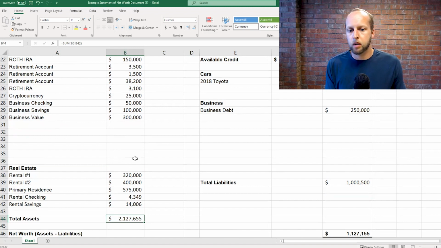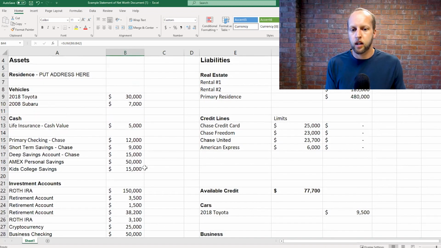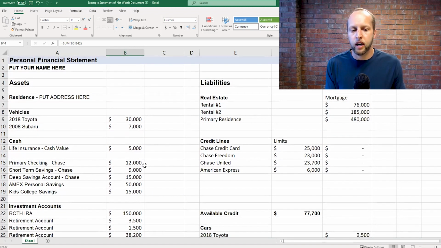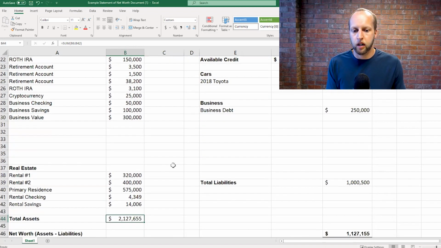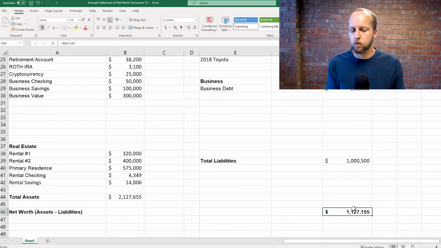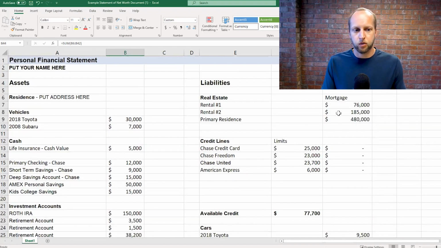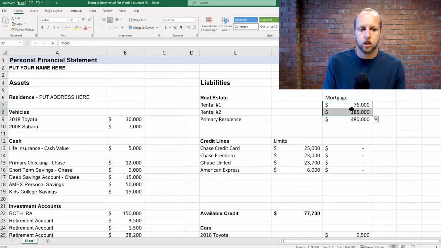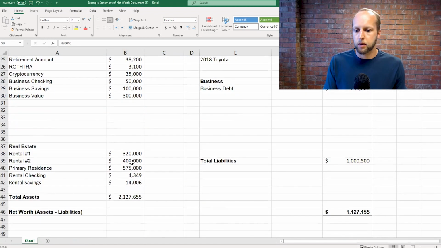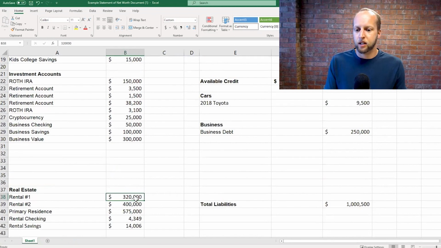And again, in this example, I'm showing you one model for how to become a millionaire. And so you'll see the net worth for this statement is 1.1 million. The assets are 2.1 million, but that's because we've got some liabilities associated with that. So each of the rentals have a mortgage. So this one has 76,000, this one has 185,000, and then they have a mortgage on their primary residence as well. So just because something is worth that doesn't mean that's actually how much you have.